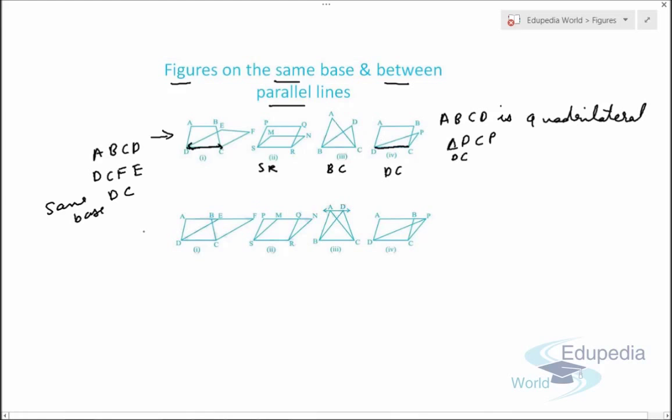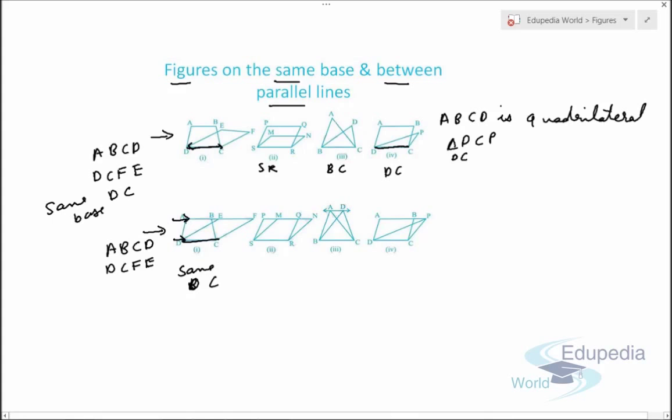Now if you look at these figures, let's say in this first figure, AB, CD and DC, FE, they have the same base DC. Again, for the same reason, they have the same base and same length. Now if you see properly, they have the same parallel lines. You can see it properly.